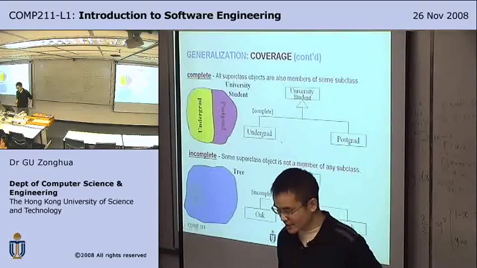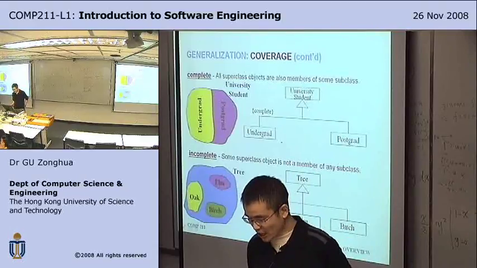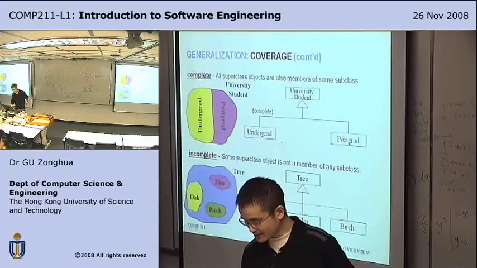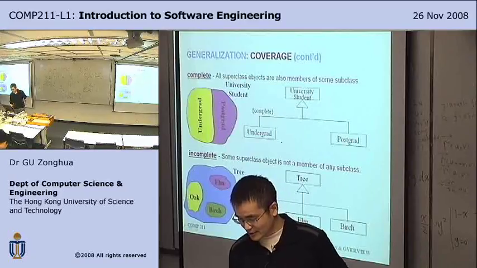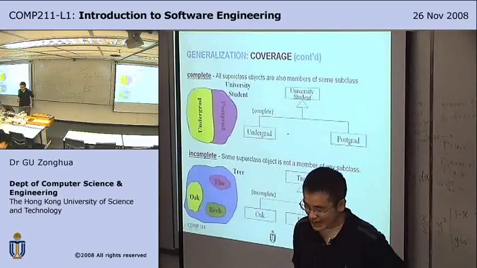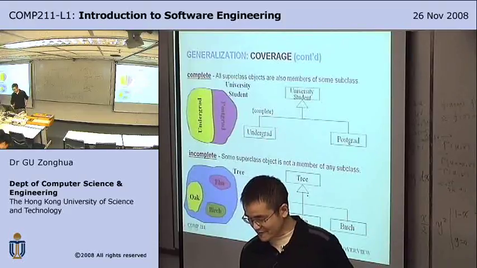Incomplete is when the superclass object is not a member of any subclass. Take some superclass object, say tree. You have many different types of trees, therefore oak, elm, and birch are obviously incomplete.